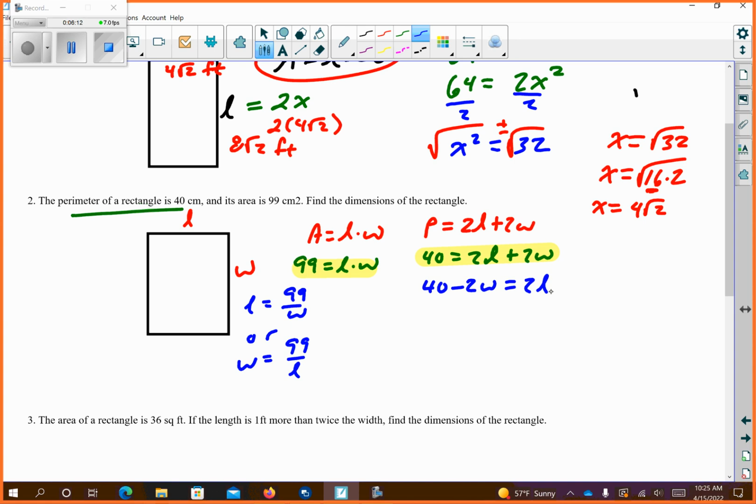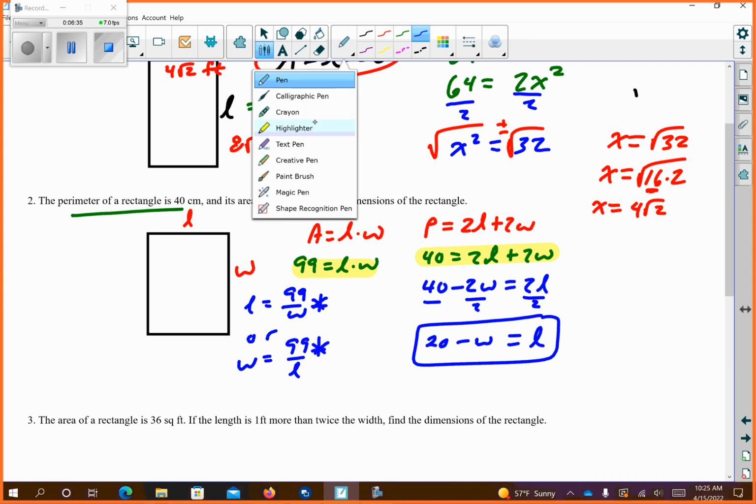Yeah, I subtracted 2W. So if I divide everything now by 2, I'm going to get 20 minus W, because I'm reducing it, is equal to L. Well, that seems a little bit more friendly. Seems more friendly than either of these. Agree? All right, so let's think about what we can do here.